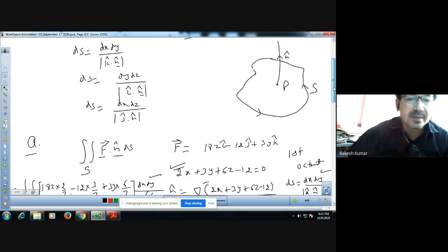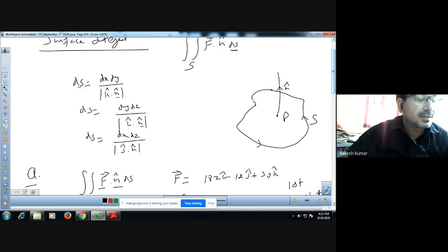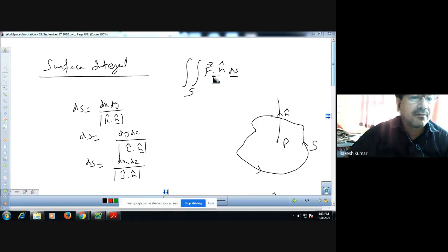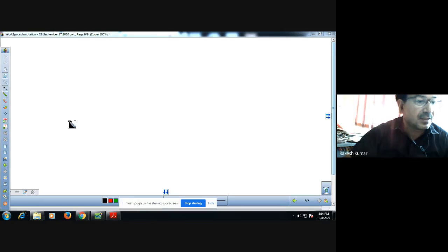This is the way to find out ds in this double integral of surface f dot n cap ds, whether the surface is in the xy plane, the yz plane or the xz plane. You will use this formula to take the value of ds. Now, let us continue with another example. This is a very important example.